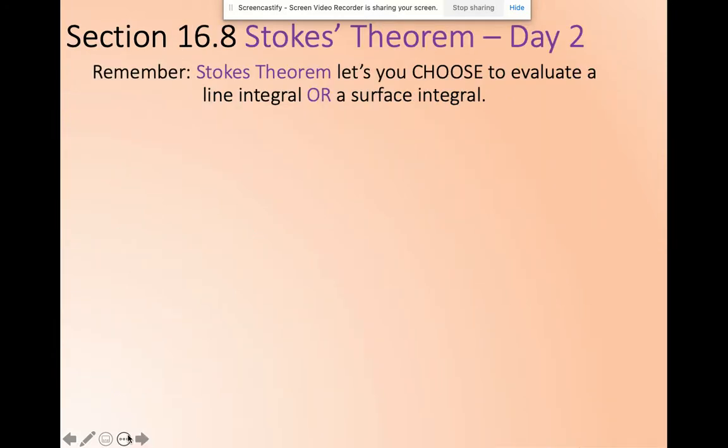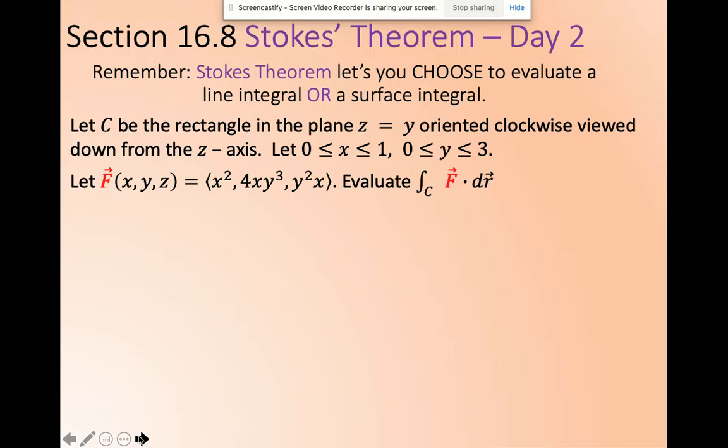Remember Stokes' theorem, it lets you choose. I can do a line integral, boundary, or a surface integral along the surface. So look at this one. Give you a moment to copy it down. And then look at your surface. Do you see what your surface is? Right, the plane z equals y. Oriented clockwise, viewed down from the z-axis. Think about what that means.